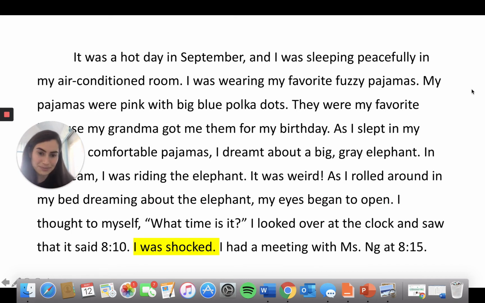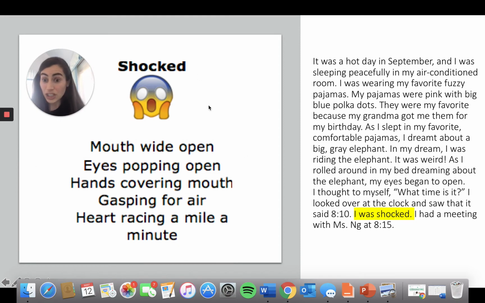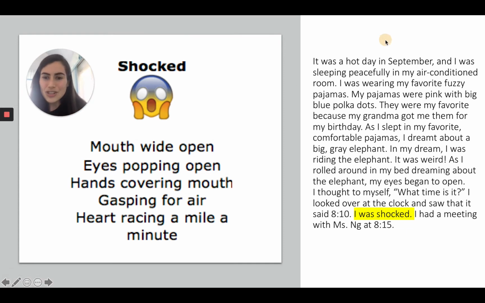So I'm going to show you, going back to our little emoji chart. It's a little blurry here, but I'll post a clear one for you. I went back and looked at the picture that said shocked, and I'm looking at the examples they give. Of course, you can do your own example, but they give you some. So, mouth wide open, eyes popping open, hands covering mouth, gasping for air, heart racing a mile a minute. These are all ways to show that someone is shocked. So today I could go back to my writing and cross out or do a little bit of an arrow.